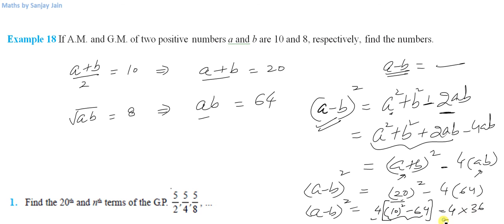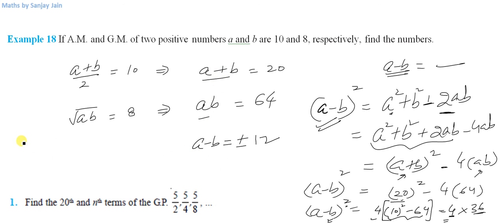Right? And I can further write, because this is a square, I will have to take the square root. Square root of 4 is 2, square root of 36 is 6. So it is going to be 12, right? But this is a square, right? So a minus b will be plus or minus 12. It will be either 12 or it will be minus 12. So I'll have to check both the options.